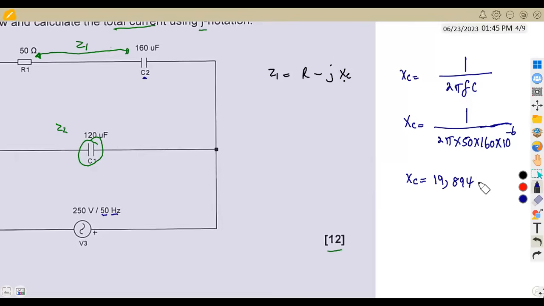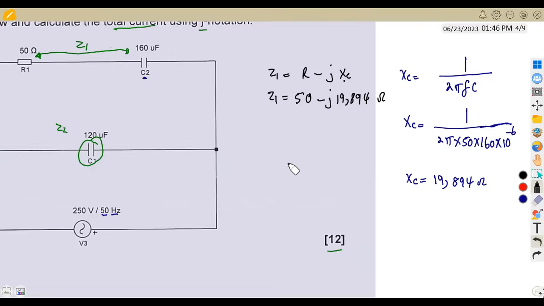So that's 894 ohms in this case. But like I said, here we are now calculating the impedance. So it's a combination of the resistor and the capacitive reactance, but with a negative using J notation. So resistor R1 is 50 ohms. So this is going to be 50 ohms minus J XC, which is 19,894 ohms. All right, so this is what you're going to have, this part measured in ohms.